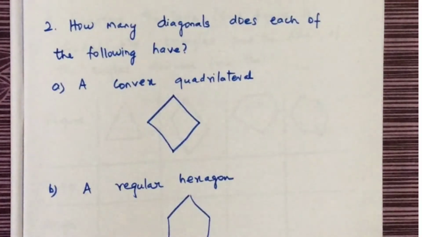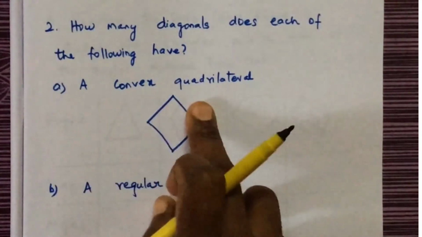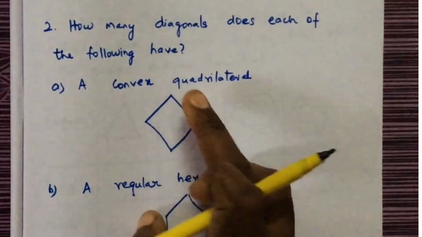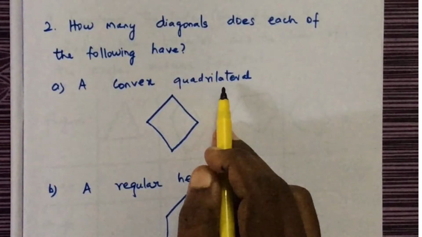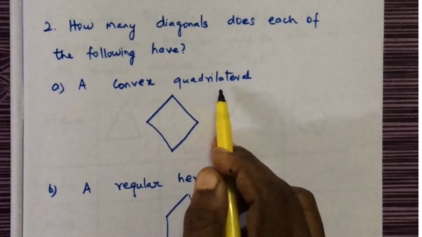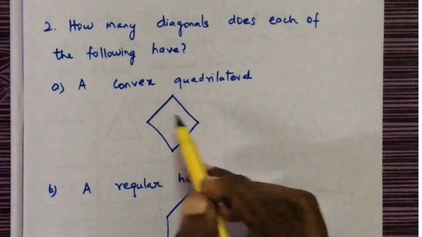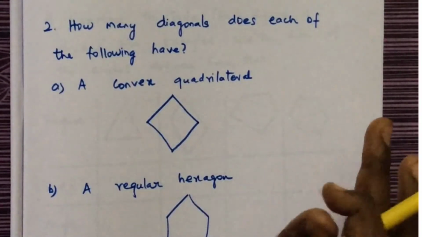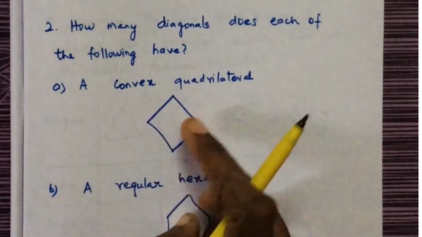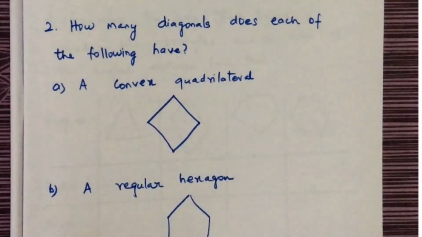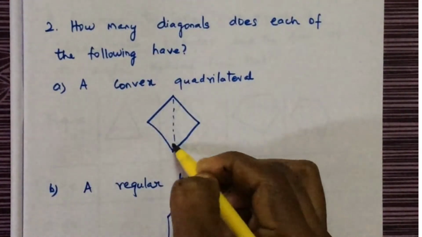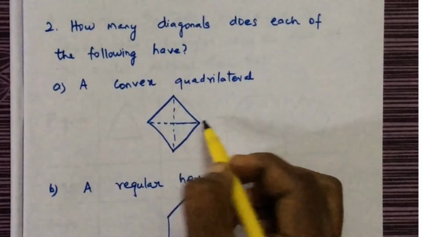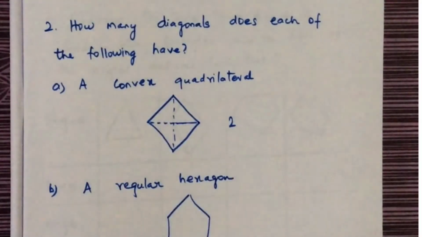Problem: how many diagonals does each of the following have? It is a convex quadrilateral. So I have drawn a convex quadrilateral. A quadrilateral is a simple closed curve with 4 sides, 1, 2, 3, 4, made up of line segments. What is convex is, if you draw the diagonals, they should be in the interior. So here, I can draw a diagonal from here to here and from here to here. So 2 diagonals I can draw here.